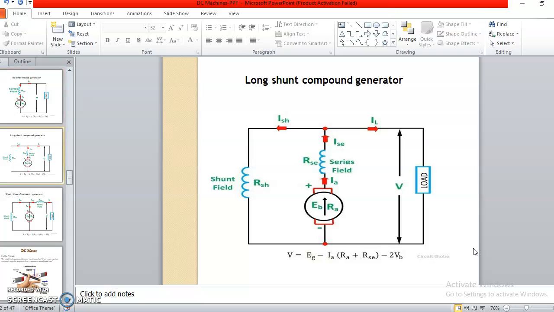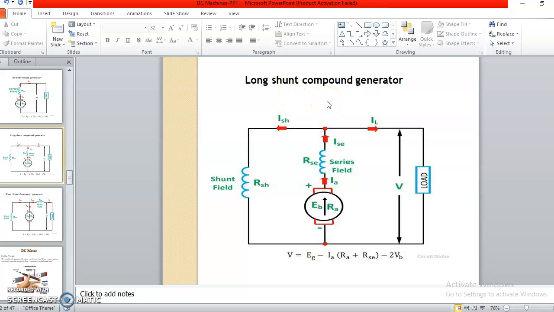And the last type is the compound type of DC generator. As I have mentioned earlier, a compound type of DC generator means the armature winding and field winding are partially series and partially parallel. So the armature winding is present inside this generator. This is the series winding and this is the parallel winding, that is nothing but the shunt winding, or you can say field winding. So this type of compound generator can again be classified into two, long shunt and short shunt.